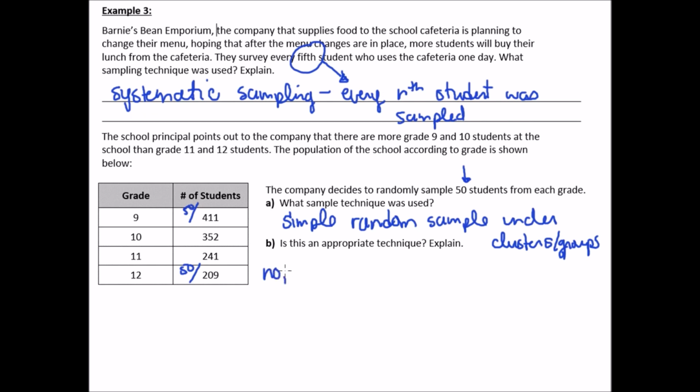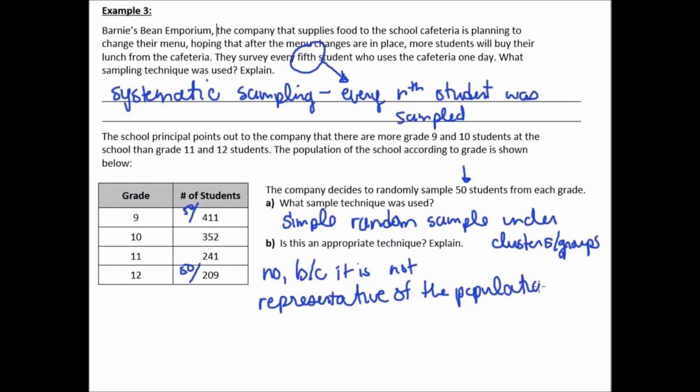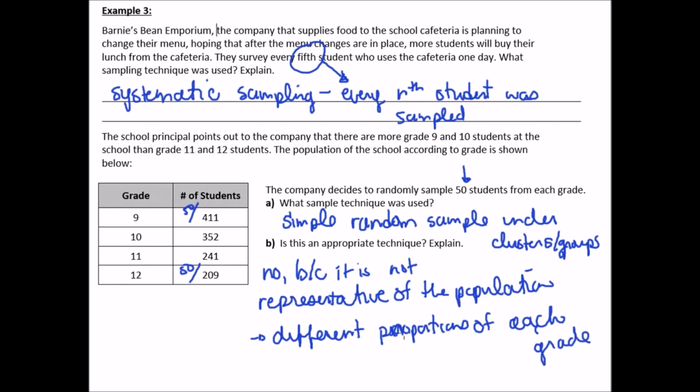It could be, but no, not really, because it is not representative of the population. Okay, it's not representative of the population. Okay, because it's different proportions. Okay, he would be taking different proportions of each grade, and that's not fair. Okay, we want them to have the same weighting.